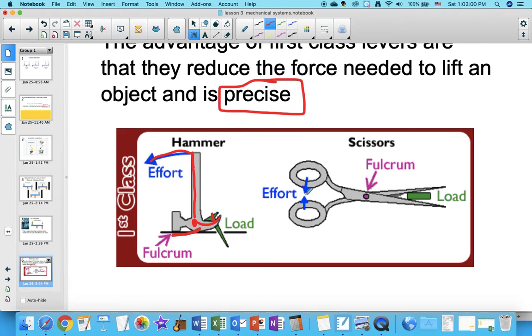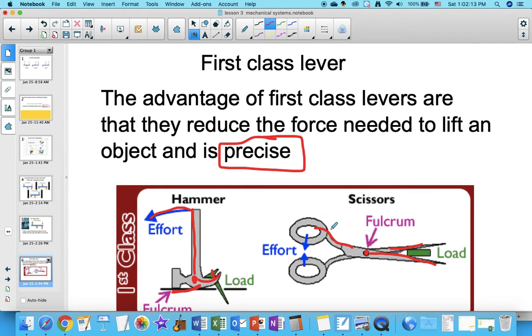Same with scissors. So this would be your effort arm. This is the fulcrum. This is where the scissor blades are turning. And you have your load arm. That is where the load is. So a first class lever allows you to lift an object with precision, and it reduces the amount of force needed.